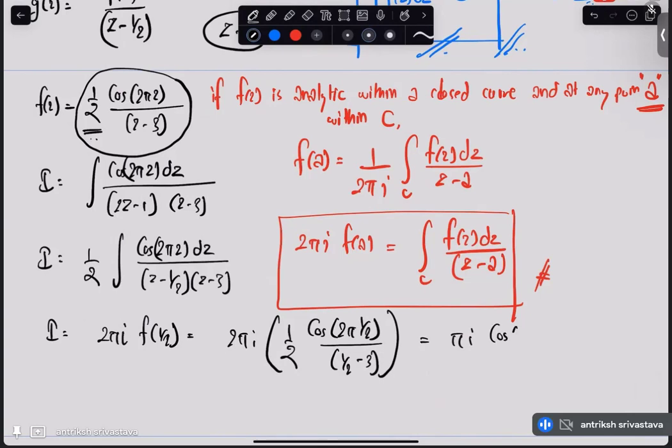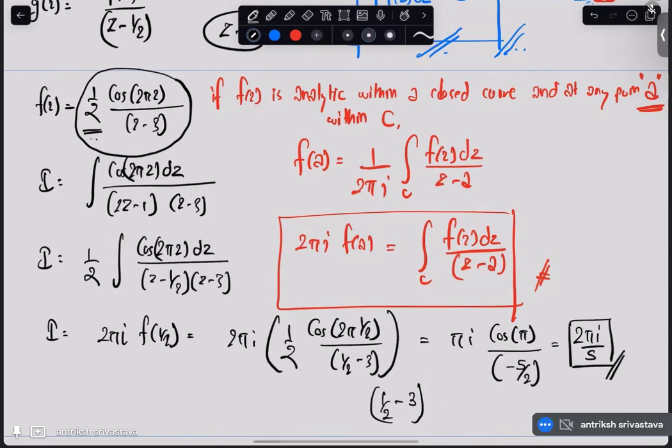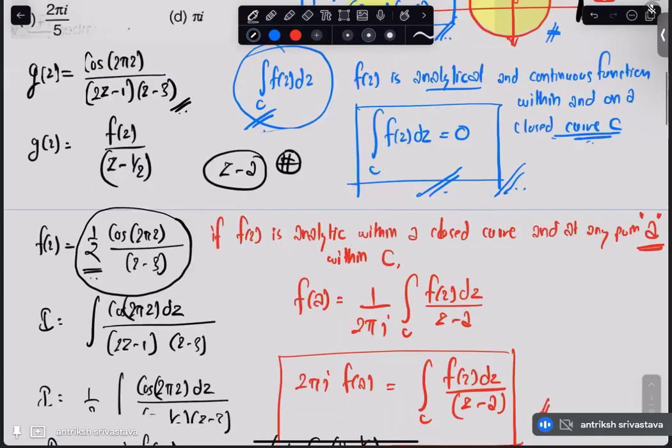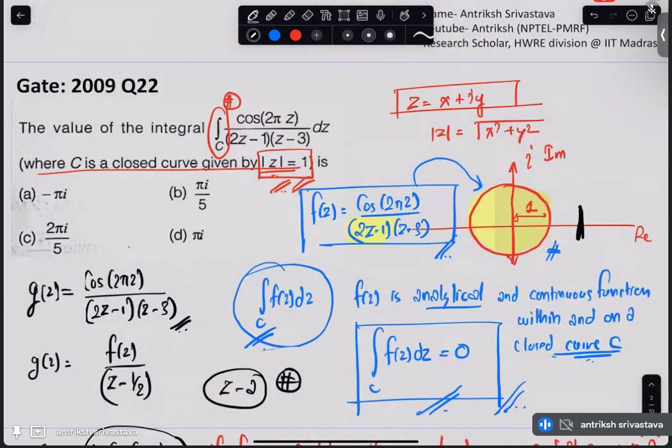So let us simplify this expression. We have cos of pi because the 2s got cancelled, and we have 1 by 2 minus 3, so basically minus 5 by 2. Cos of pi will be minus 1, so minus minus will get cancelled. So we will get 2 pi i by 5. Let's see if this is in the answer. So 2 pi i by 5 is one of the options, and this is correct.